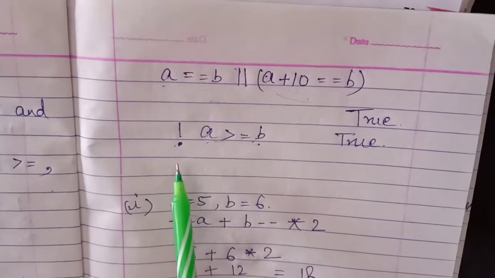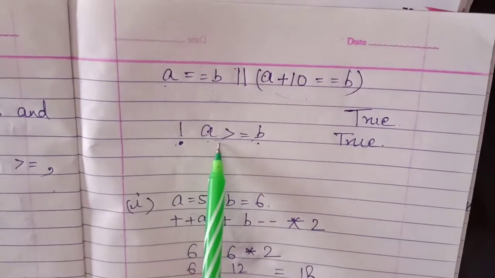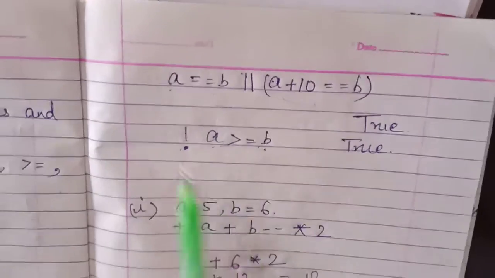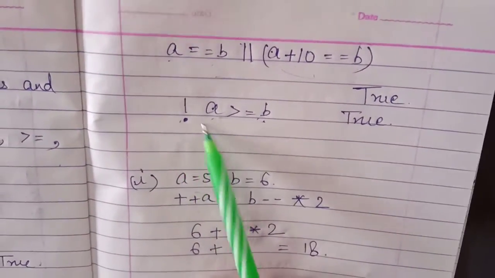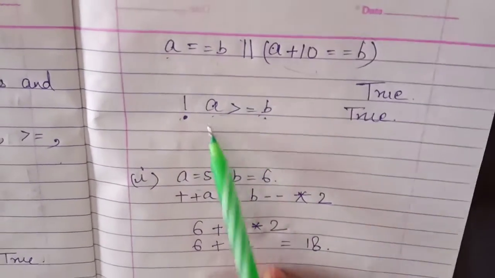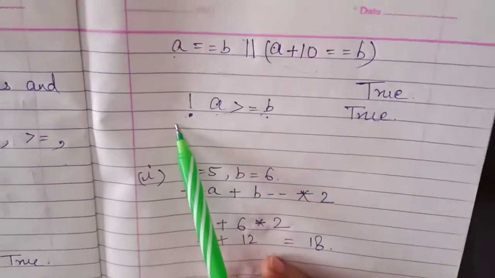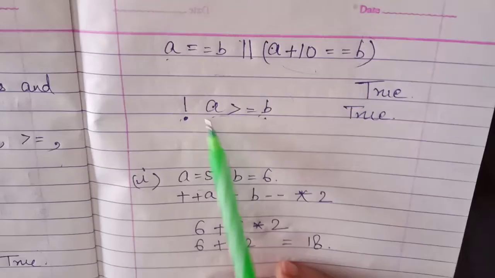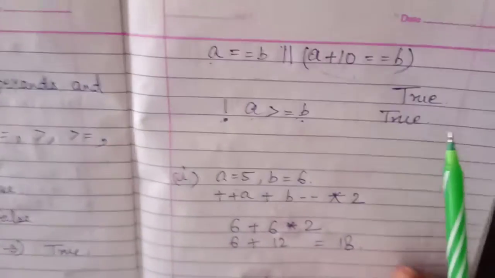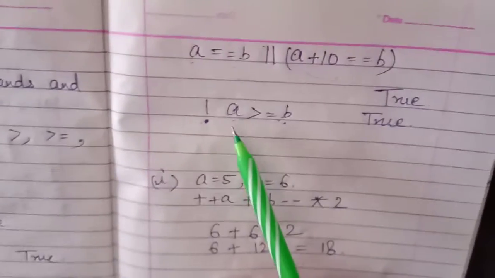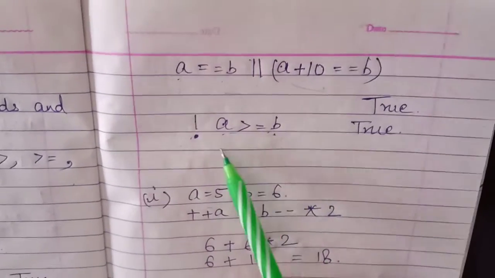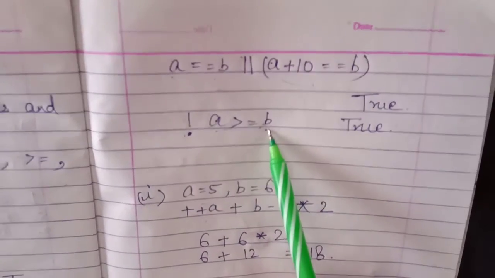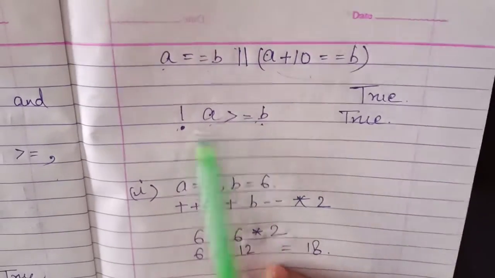So next is your not operator: not A greater than or equal to B. What is the not operator doing? It is giving the result opposite to the condition. If the condition is true, it will give your false value. If the condition is false, it will give your true result. You can see the example. A is greater than or equal to B. Here A is equal to 10. 10 is greater than or equal to 20, which is false. So it will return your true.